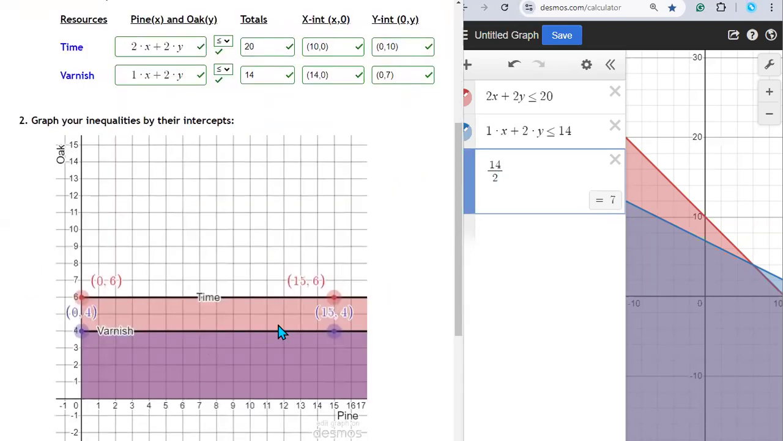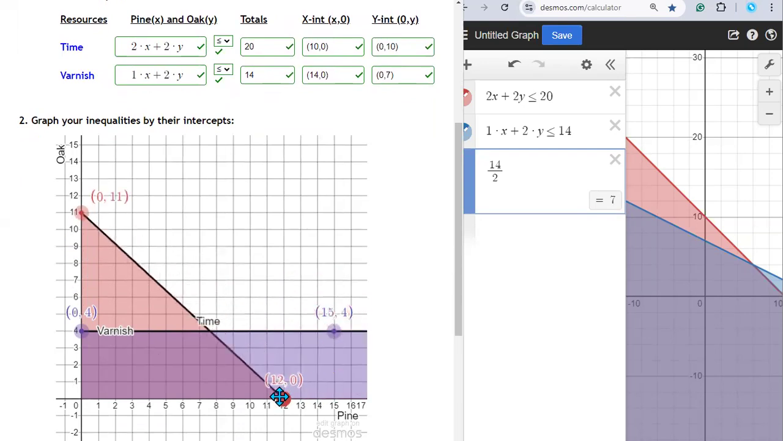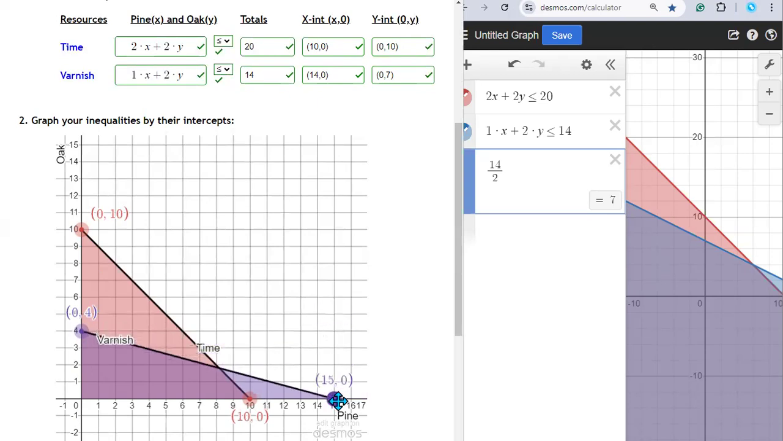This was generated in Desmos. This is the time constraint. The x-intercept is what? When x is 10, y is 0. What's the y-intercept? When x is 0, y is 10. Okay, for the varnish constraint, the x-intercept is 14 comma 0. So when y is 0, x is 14. And then when x is 0, y is 7.